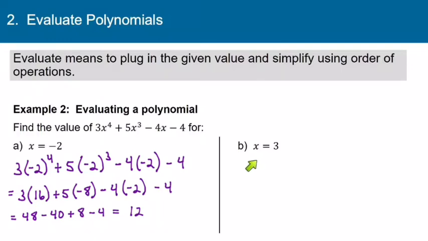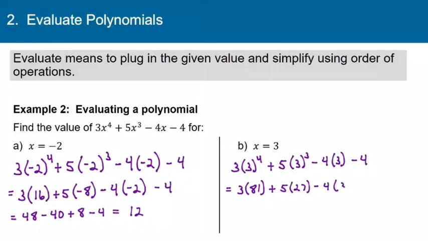In part B, they're asking us to use the same polynomial, but this time evaluate for x equals 3. So I'll copy it down again, but this time I'll substitute 3 in the place of the variable. So that's going to make 3 times 3 to the 4th power, plus 5 times 3 to the 3rd power, minus 4 times 3, minus 4. Okay, so again, we go back and we take care of exponents first. 3 to the 4th power is 81. And 3 to the 3rd power is 27.